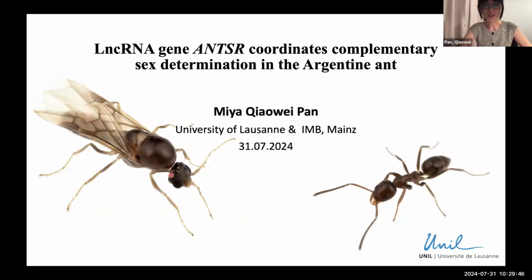First I would like to thank the organizers for giving me the opportunity to present the work here. The project I'm going to talk about today is mostly done at the University of Lausanne. I'm currently working with the gene dosage lab in IMB Mainz to continue the investigation into this area. I am an evolutionary biologist. I work on diverse mechanisms underlying sex determination across different animal taxa, and today the focal species is the ants.